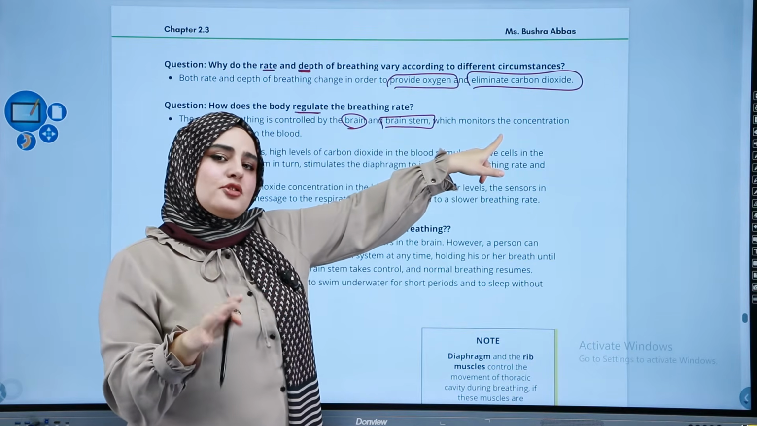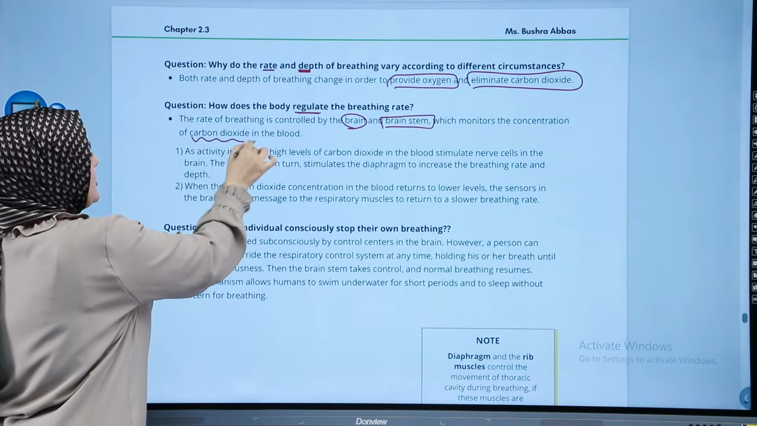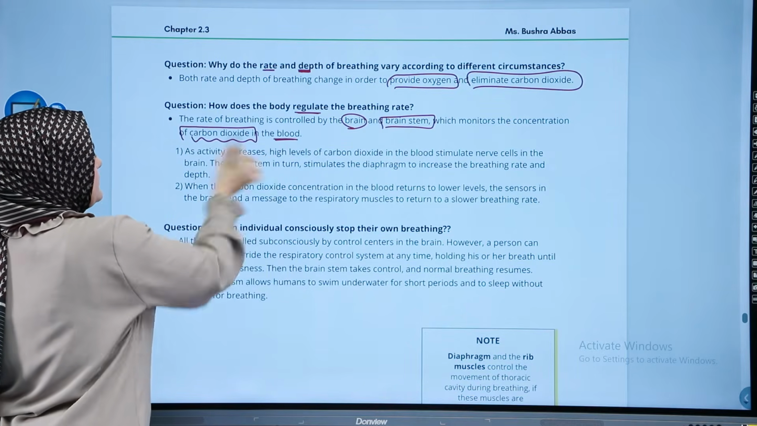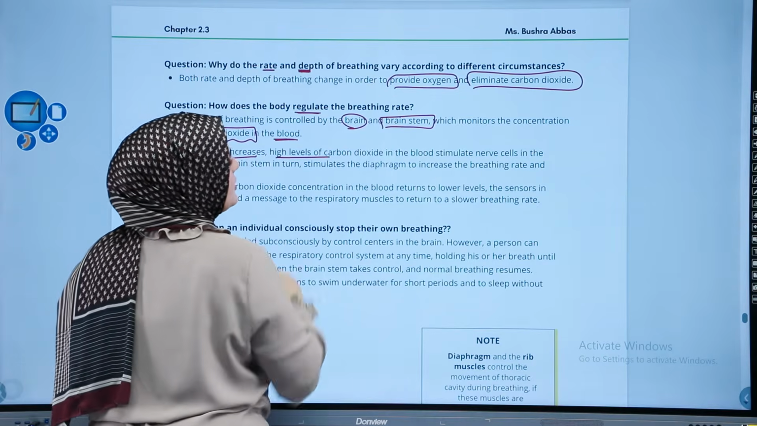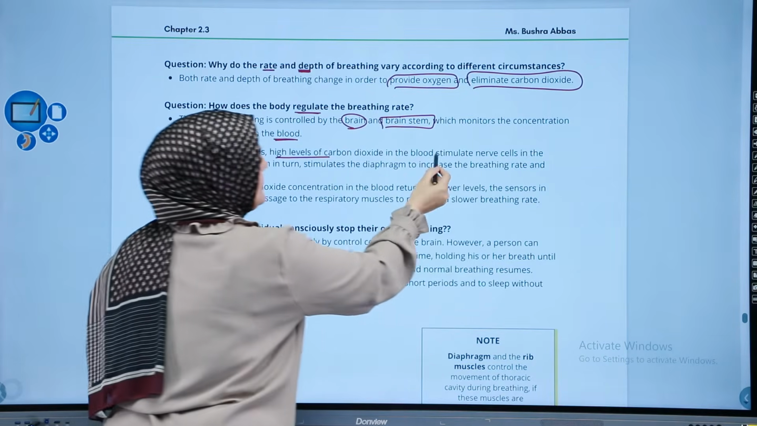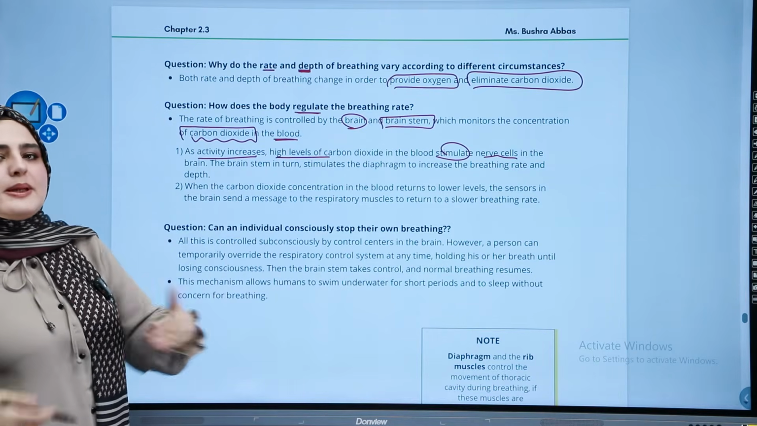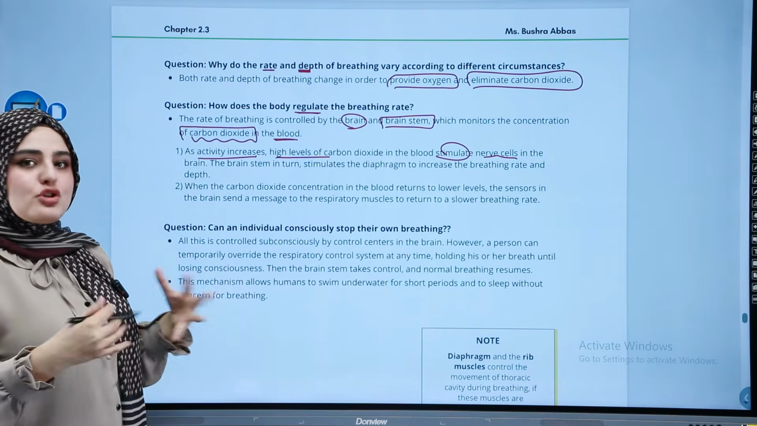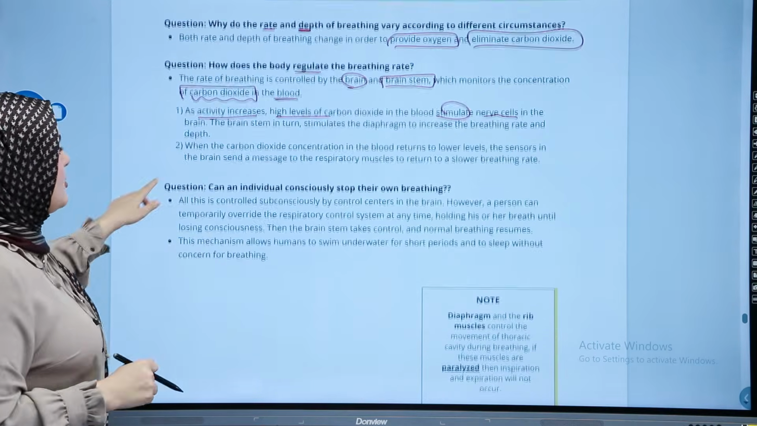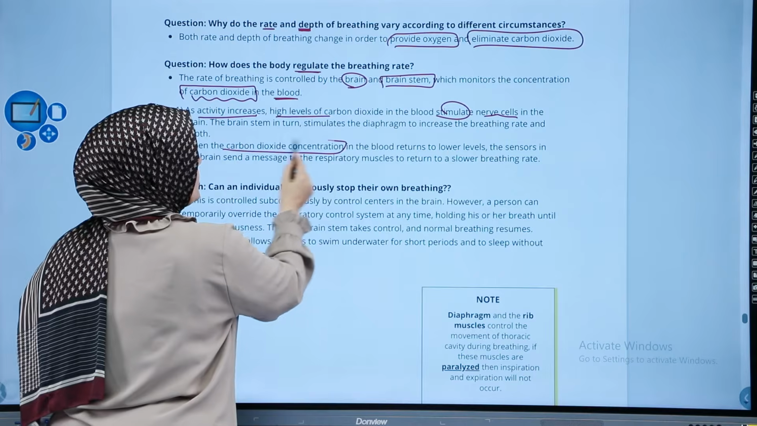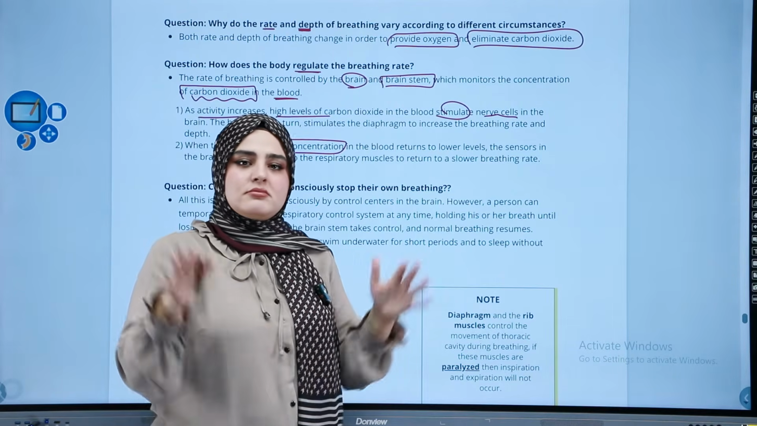When you say monitors, it means it has sensors that can detect carbon dioxide presence in the blood. Now, as the activity increases, high levels of carbon dioxide are going to stimulate, meaning signal, the nerve cells in the brainstem, which in return stimulate the diaphragm and the rib cage to start contracting and relaxing much, much faster. If the carbon dioxide concentration in the blood gets lower, this is how the breathing gets slower.